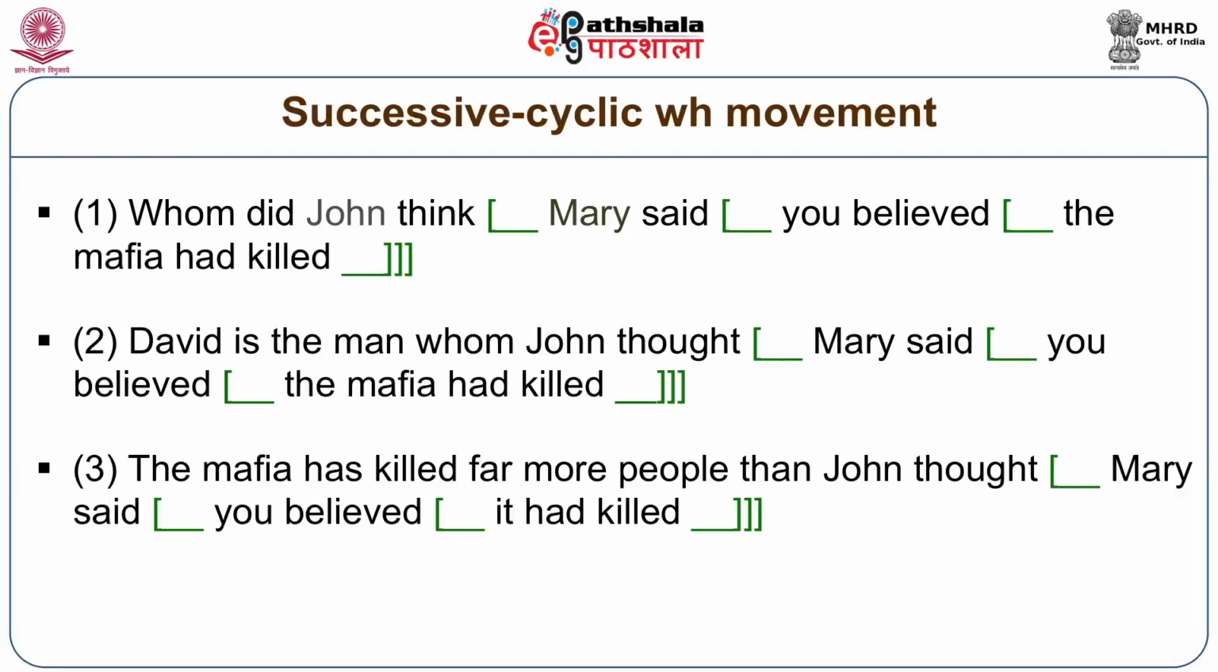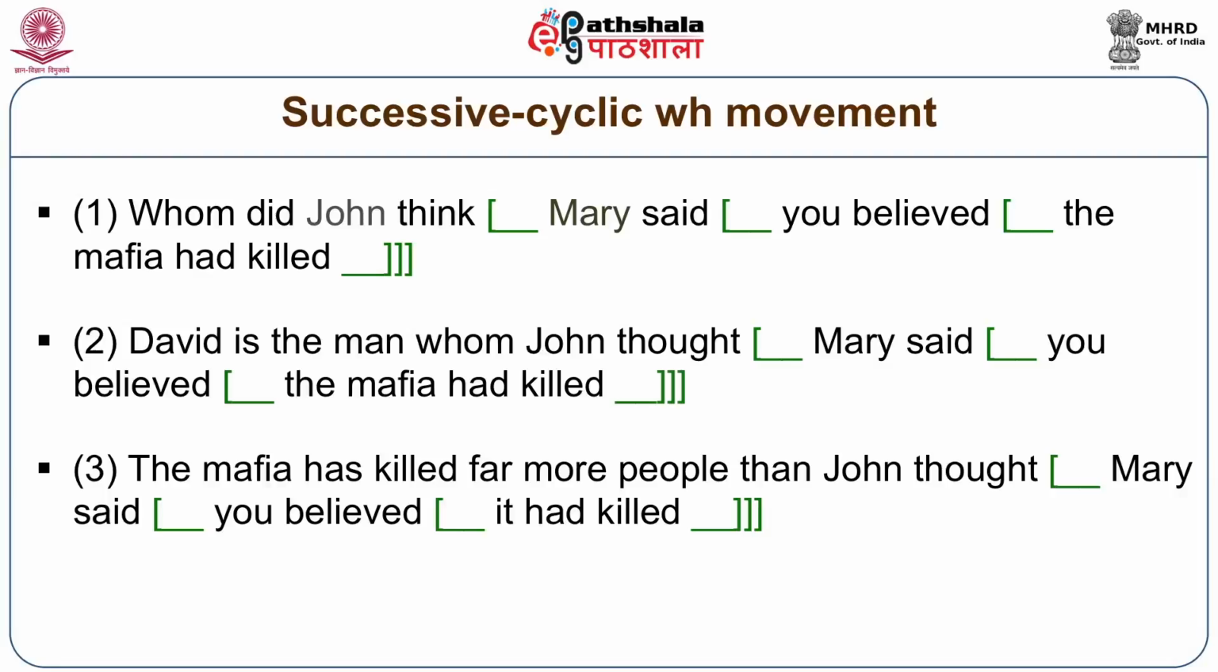Consider sentence 1 in English. Whom did John think Mary said you believed the mafia had killed? This whom begins as the object of killed in the lowest S. It then undergoes WH movement and hits the left edge of that lowest sentence node. Then you get whom the mafia had killed. From that position, it moves to the left edge of the you believed sentence, the second lowest sentence in the tree. At that stage, you have whom you believed the mafia had killed.